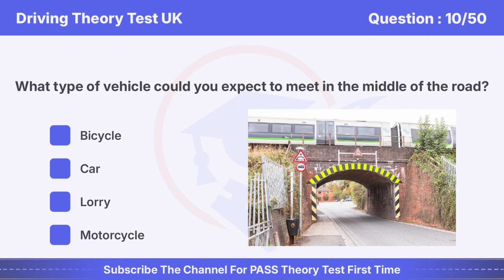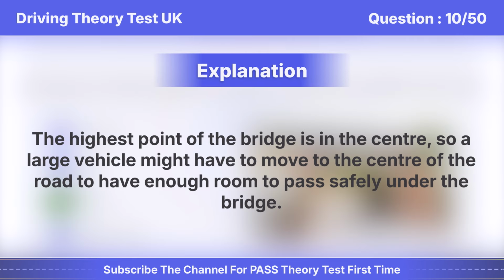Question 10. What type of vehicle could you expect to meet in the middle of the road? Option A. Bicycle. B. Car. C. Lorry. D. Motorcycle. Answer is C. Lorry. The highest point of the bridge is in the center, so a large vehicle might have to move to the center of the road to have enough room to pass safely under the bridge.